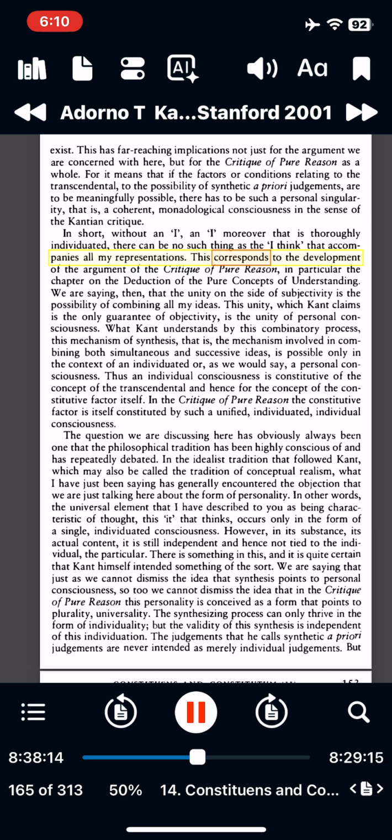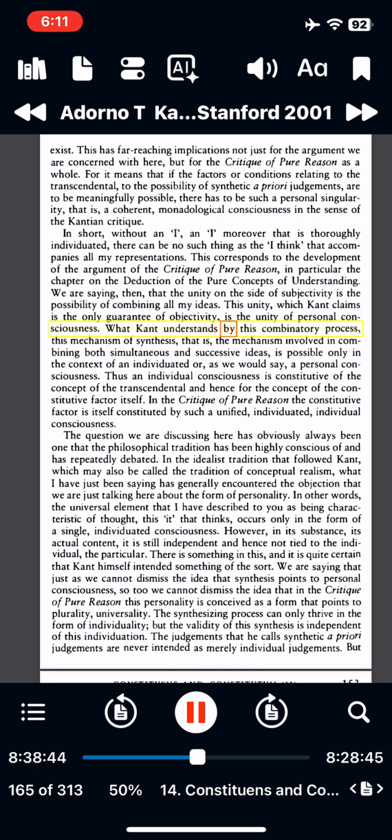This corresponds to the development of the argument of the Critique of Pure Reason, in particular the chapter on the deduction of the pure concepts of understanding. We are saying, then, that the unity on the side of subjectivity is the possibility of combining all my ideas. This unity, which Kant claims is the only guarantee of objectivity, is the unity of personal consciousness.